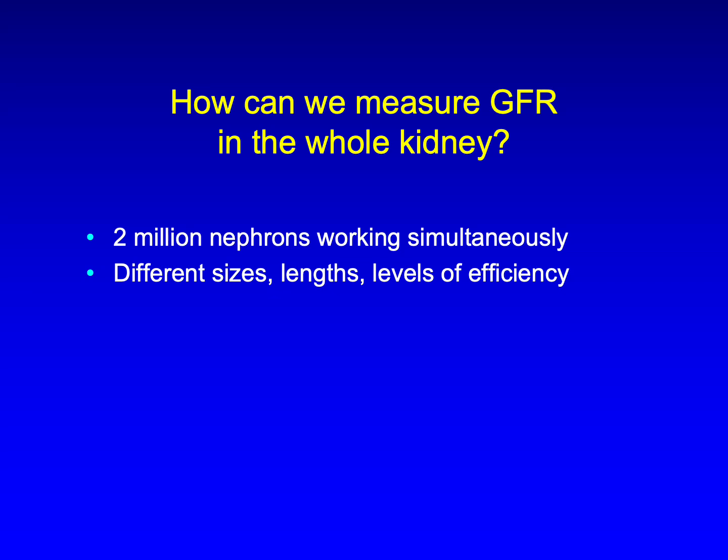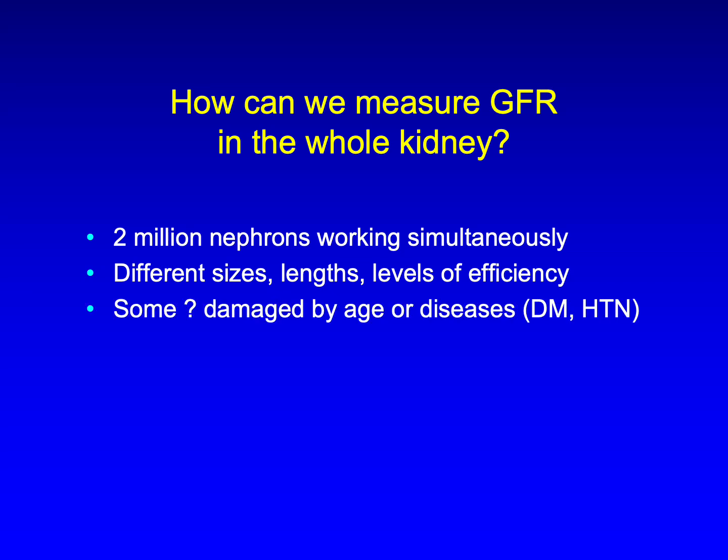They come in slightly different sizes, lengths, and levels of efficiency, and some may be damaged by age or diseases such as diabetes or hypertension. All of these factors can affect the incoming renal plasma flow for a given nephron and determine what percent of plasma is going to get filtered through the glomerular capillaries to contribute to the total glomerular filtrate. So how do we know the real GFR of an actual person's kidneys? Before we try to answer that question, we need to first understand the concept of clearance.